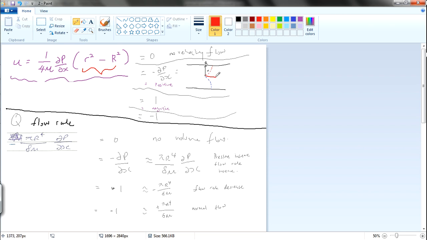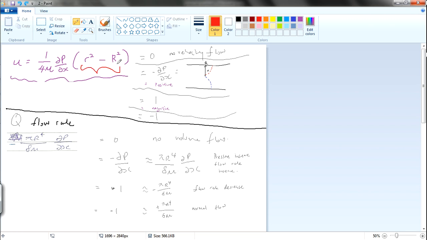R at this point, or R at any point, is definitely smaller than the capital R, right? This capital R may be some value like 8. So maybe at this point r is equal to 1, but it's always smaller than the capital R. So if this is 1 squared minus 8 squared, you have a negative value. And then if this pressure gradient is also negative, they cancel out and become positive. So this is why we have positive over here.